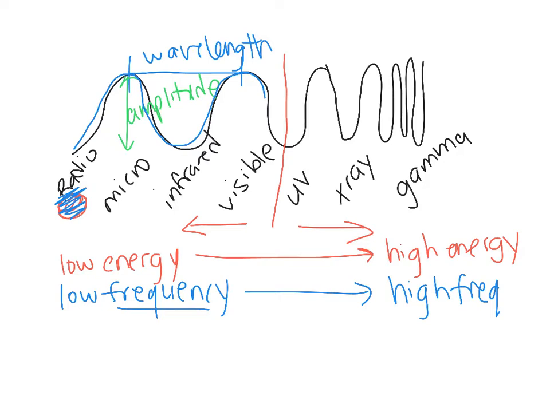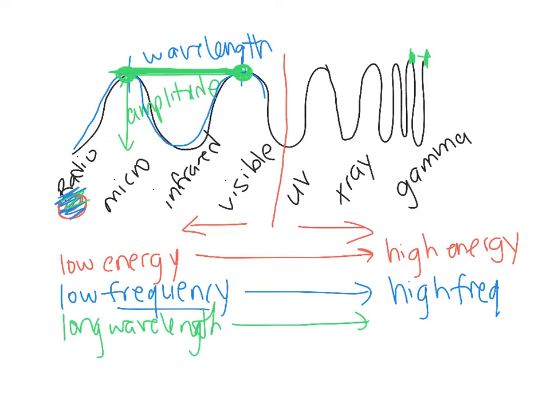Okay, now let's talk wavelength. So again, your wavelength is from the top of one wave to the top of the other wave. That's the wavelength. So right here, that I'm outlining in green, is a very long wavelength, whereas over here by gamma, that's a very short wavelength. So on the left side with radio, it's a long wavelength, and then over here is a short wavelength.